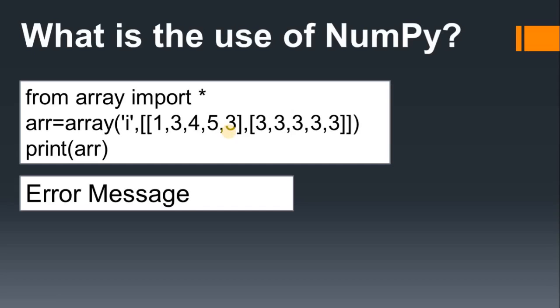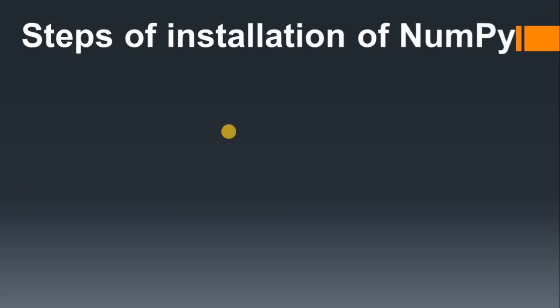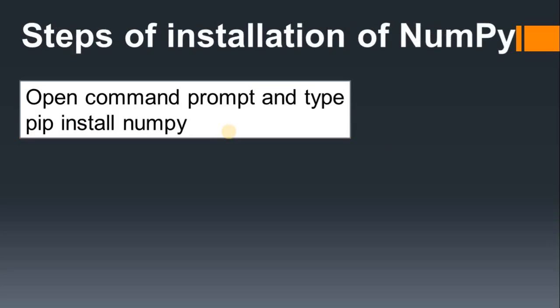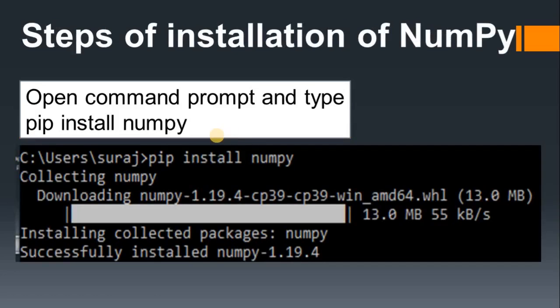First you have to install NumPy. The step of installation is to open the command prompt and just type pip install numpy. You just open your command prompt and write this command. Once you write this command, you don't need to do anything. The installation will be done successfully and you will get this message. Now we will go into the editor and see how you can use NumPy for a two-dimensional array.